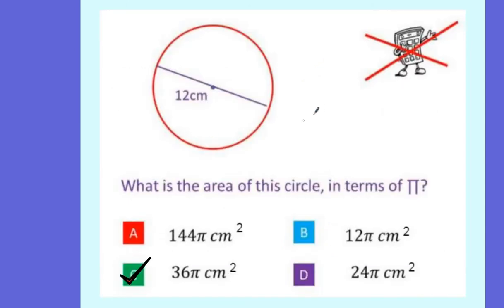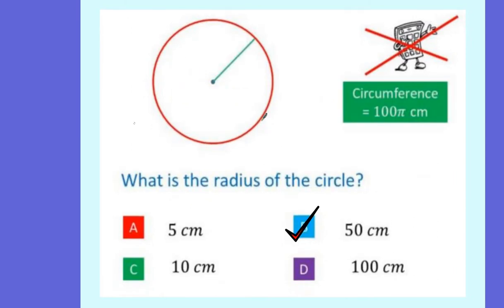For question number 4, the area is pi r squared again. This time the radius is 6. So r squared is 36 and the area is 36 pi. And for the last question, I told you the circumference was 100 pi. The radius, if the circumference is given by pi d, or 2 pi r, if that's 100 pi, then I can divide both sides by pi, divide both sides by 2, and my radius is 50.